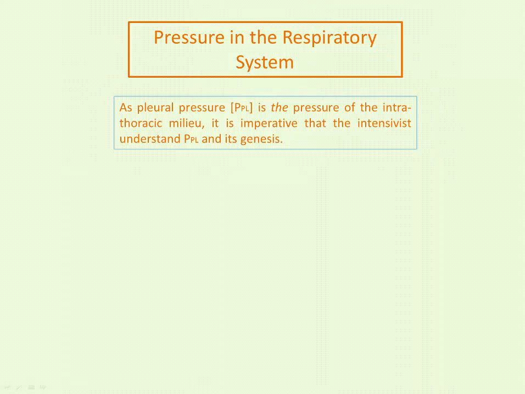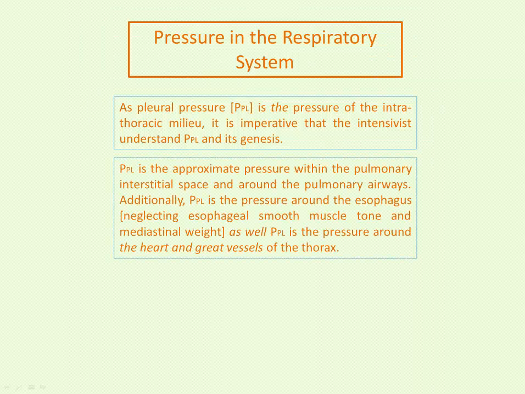that pleural pressure will vary regionally within the thorax and around the pericardium, but for the most part, in order for us to easily digest this information, we'll just treat pleural pressure and intrathoracic pressure equivalently. As I mentioned, the pleural pressure is the approximate pressure in the interstitial space around the airways. It's also the pressure around the esophagus. So when you drop an esophageal probe, you're using esophageal pressure as a surrogate marker for pleural pressure.